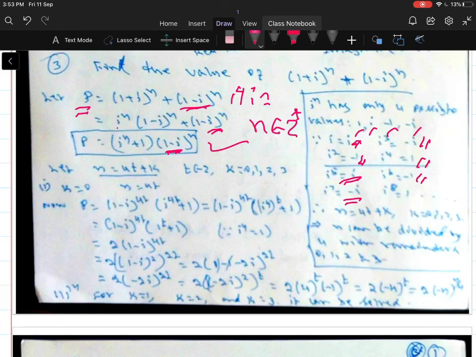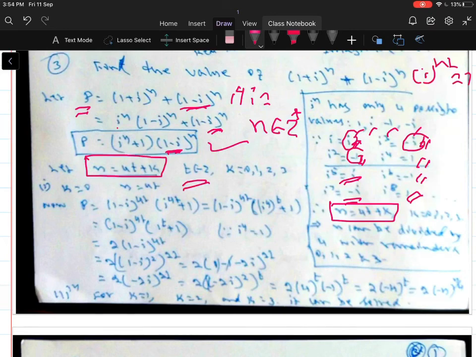I power 7, again that is minus i. I power 7 can be written as i power 4 into i cube. I power 4 is 1, i cube is equal to minus i. Therefore i power 7 is equal to minus i. I power 8 is again 1. I power 8 can be written as i power 4 into i power 4, so that is 1. Therefore n can be written as 4t plus k.